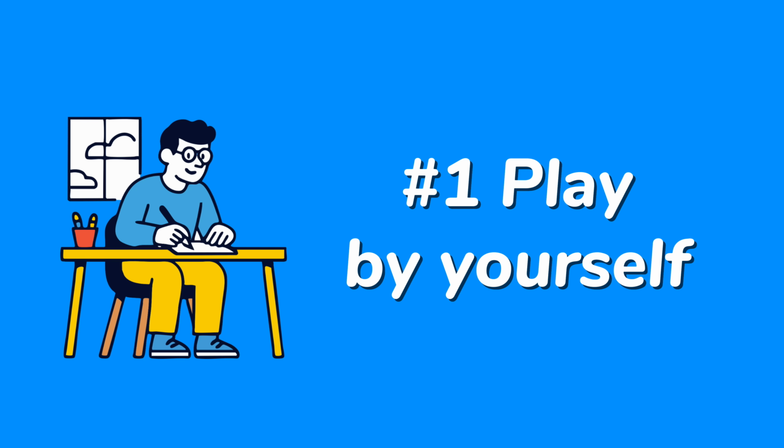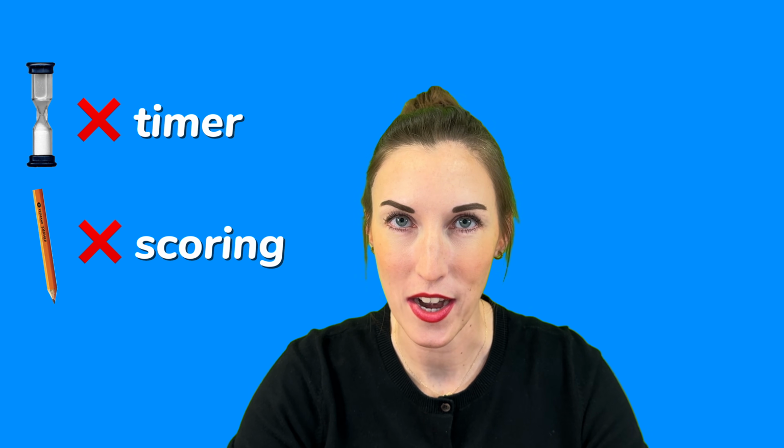Option number 1, you can play by yourself. If you're practicing alone, don't worry about the timer or the scoring. Just roll the die or pick a letter that you want, look at the categories, and try to come up with a word that fits each category and starts with your letter. That's it. And you can take as long as you want. This is about practice, not points.